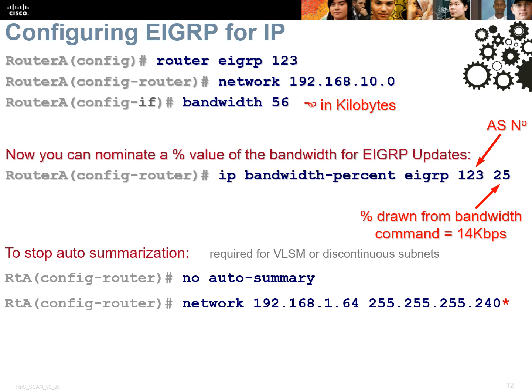By default, EIGRP likes to summarize. Actually, I'll clarify that in a few slides' time. So it's a good idea to turn it off. So if you're doing variable length subnet masking, or you've got some very bizarre addressing scheme, then turn off automatic summarization. So it basically treats all the networks as classless. And if you want to be super specific, we can put the mask on the end. Notice here 192.168.1.64, 255.255.255.240. That way we're only advertising this one specific subnet.